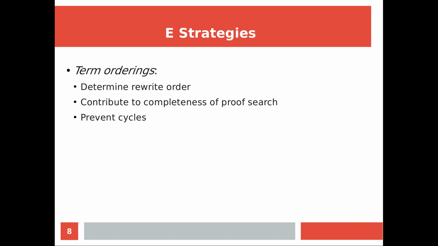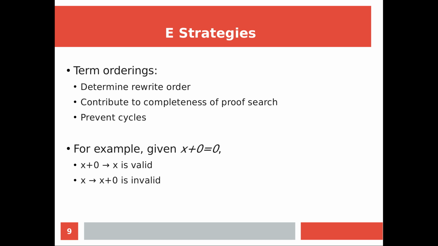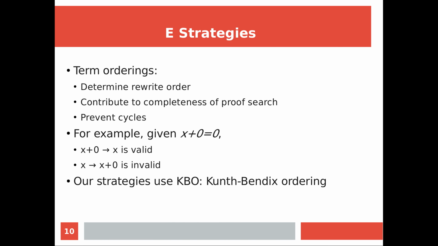And now term orderings essentially determine the rewrite order in E and contribute to the theoretical completeness of the proof search and can prevent cycles. For example, given x plus 0 equals x, we can rewrite x plus 0 to x. However, we cannot do the other order, as it is rewriting from a smaller term to a larger term. Our strategies generally use the Knuth-Bendix ordering.